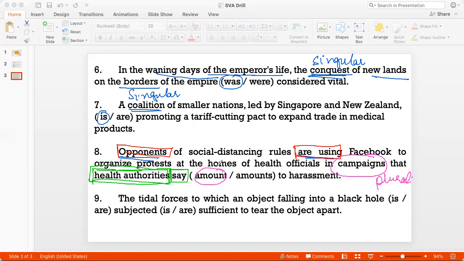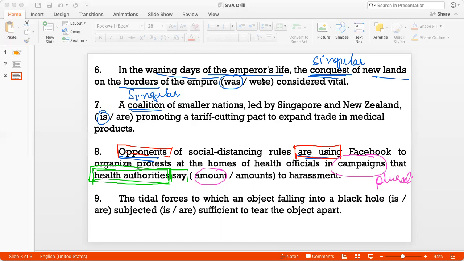So if you can break down the sentence and find the correct noun for the verb, what amounts to harassment? The campaigns. Then you can select the correct verb. Okay, let's do the last one. Last one seems to have two mistakes or two options that we need to correct. The tidal forces to which an object falling into a black hole is or are subjected is or are sufficient to tear the object apart.